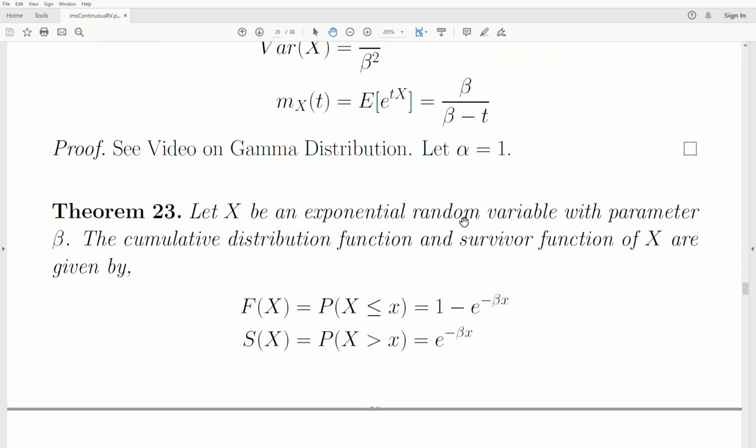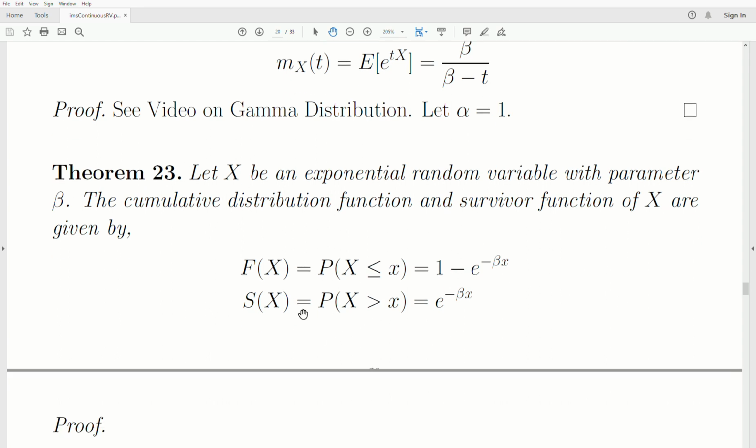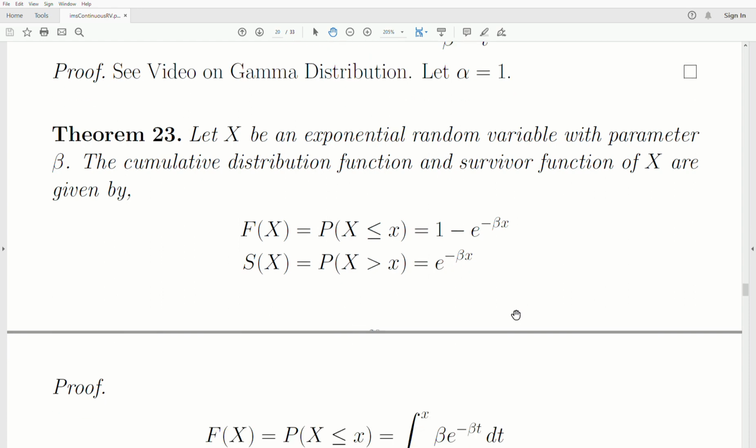Let x be an exponential random variable with parameter beta. Then the cumulative distribution function and the survivor function of x are given by these two expressions. F of x, which is the probability that x is less than or equal to some number, is 1 minus e to the minus beta x. The survivor function is 1 minus that, which is the probability that x is greater than some value, which is e to the minus beta x.